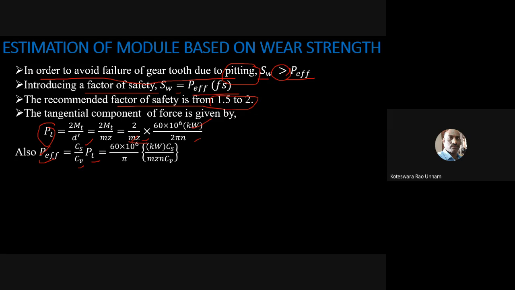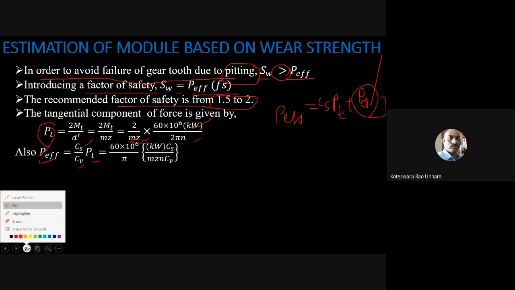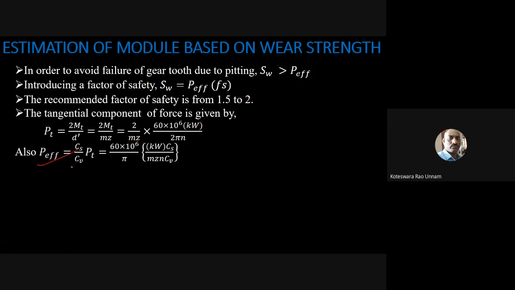If you say Buckingham equation, then your P effective is nothing but CS into PT plus PD. So the PD equation is given by Buckingham. You need to use that equation. Okay, keep that point in your mind, right? So now I know the effective load, P effective.